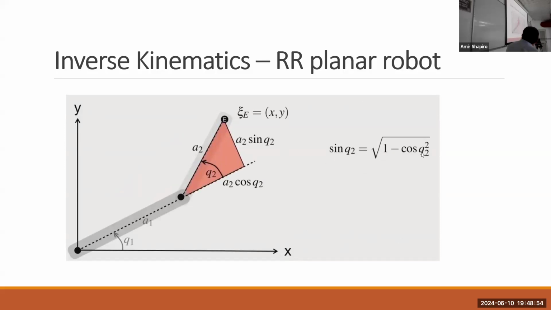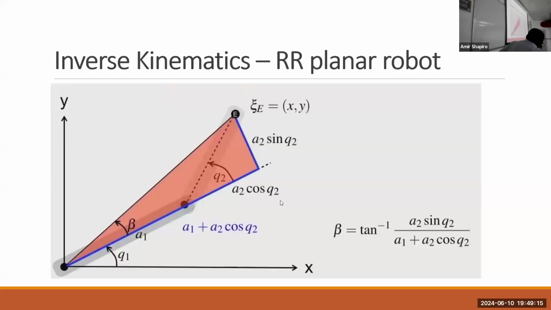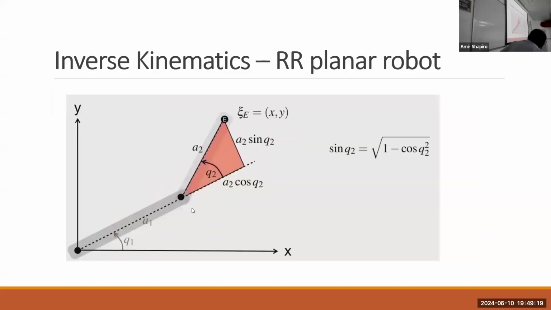We have cosine Q2, and we can say that the sine of Q2 is the square root of 1 minus cosine squared, because sine squared plus cosine squared is 1. So we have the sine as well. And since we have a sine and cosine, okay, we're still left with this.